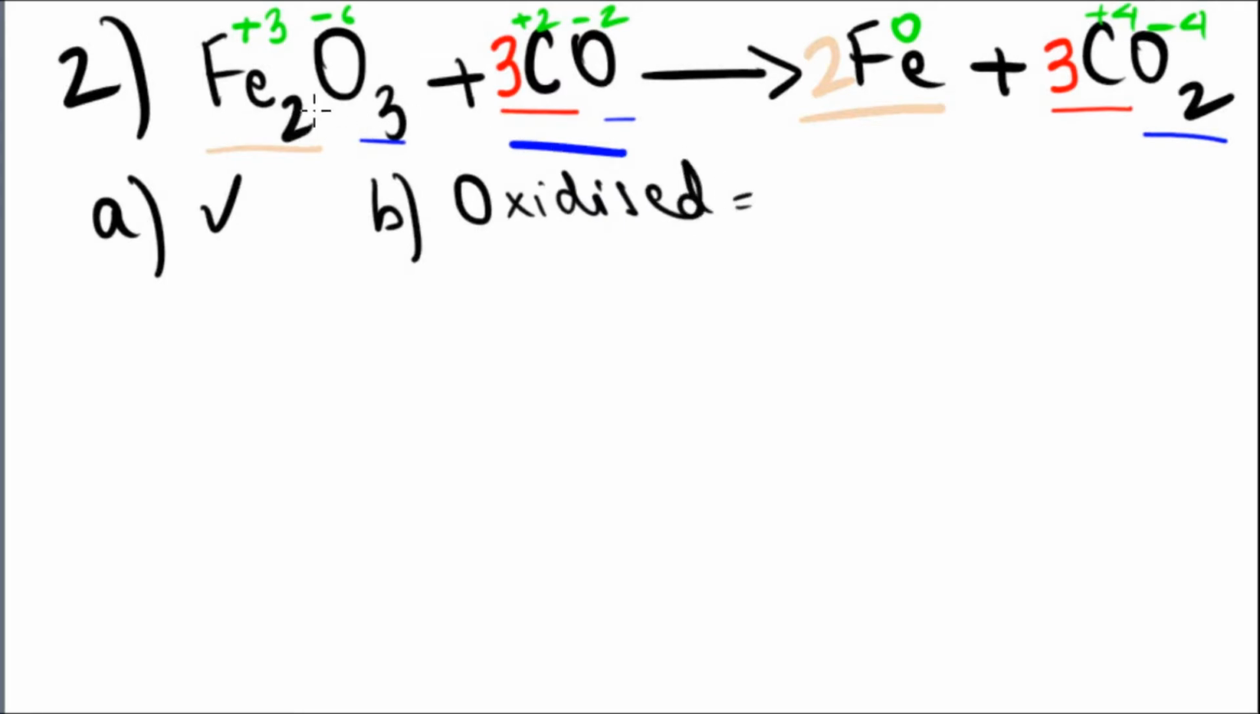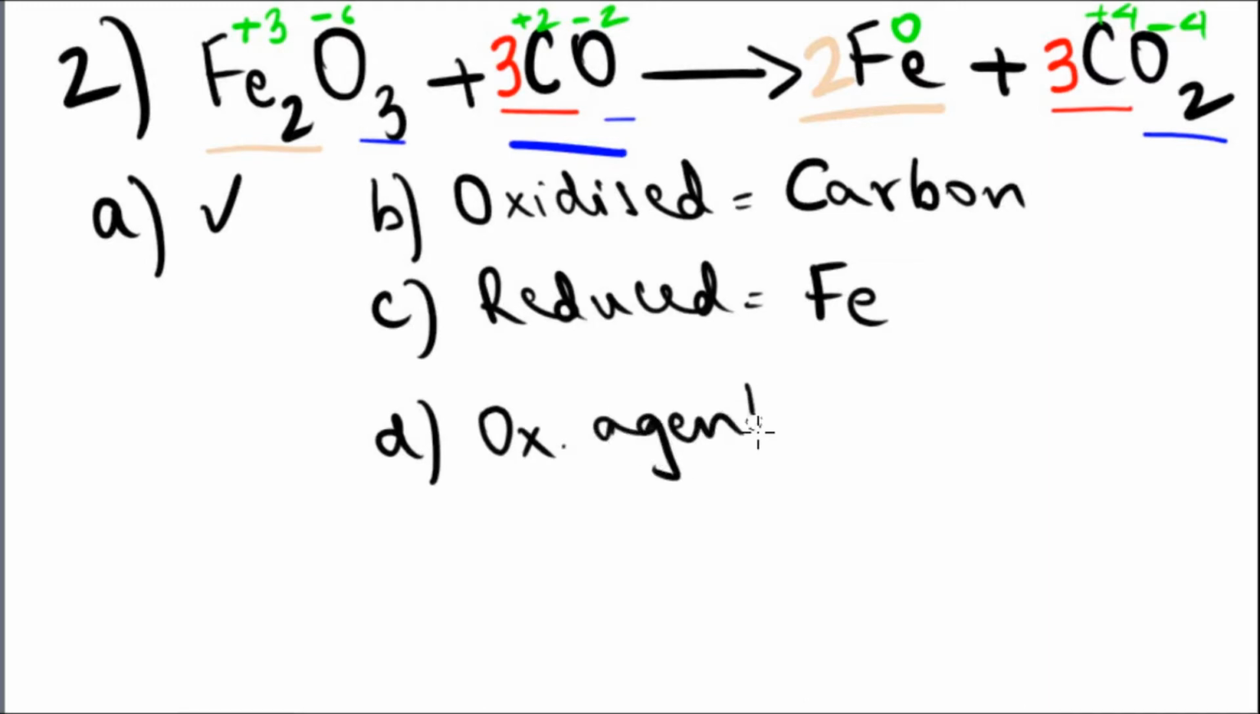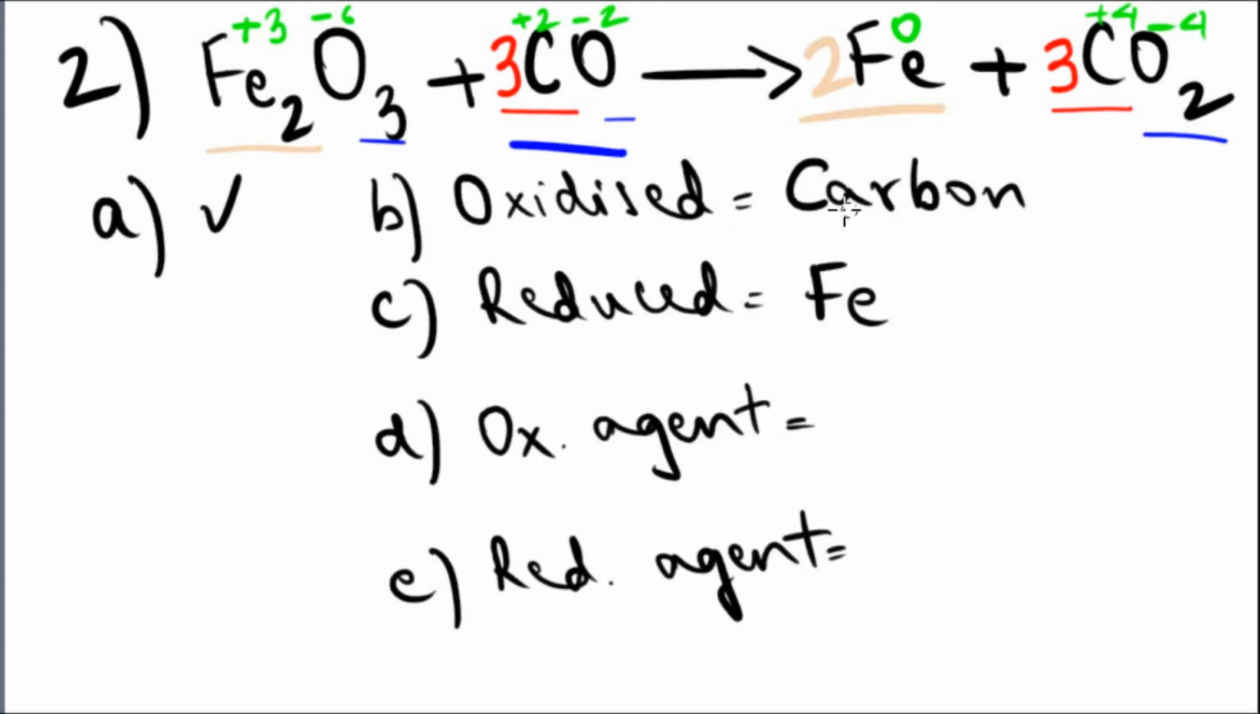Part C, which one has been reduced? We can see that iron has gone from +3 to 0, so it has been reduced. For which element has been oxidized or reduced, you have to only write the element, okay, not the whole compound. D was which was the oxidizing agent. For agent, you have to write the full compound. Because carbon has been oxidized, the oxidizing agent will be the other compound, which is the iron oxide. And because iron has been reduced, the reducing agent will be the other compound, which is the carbon monoxide.